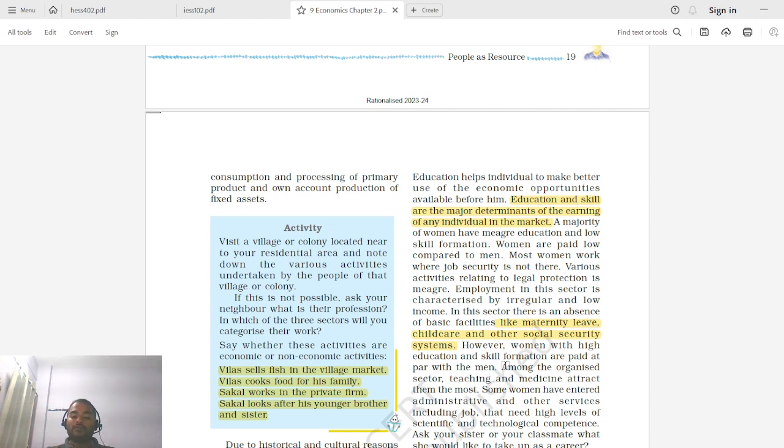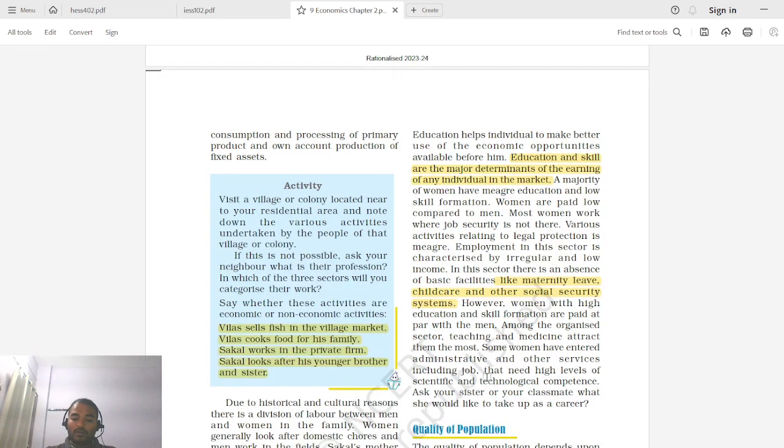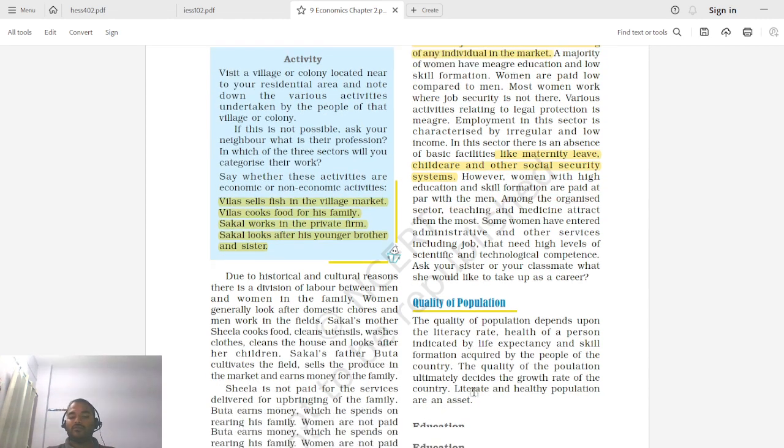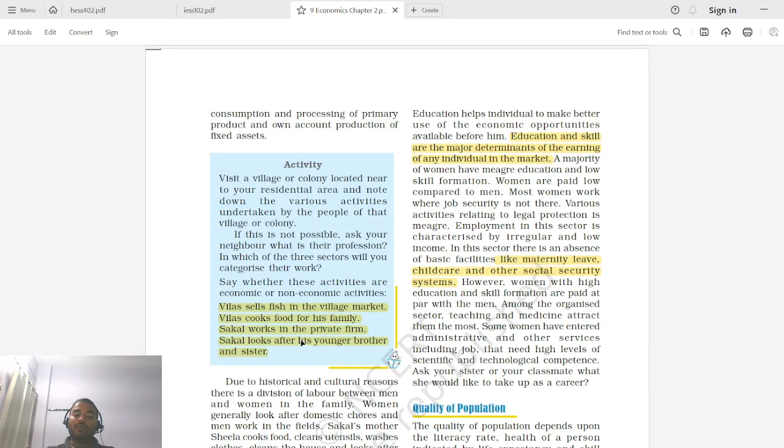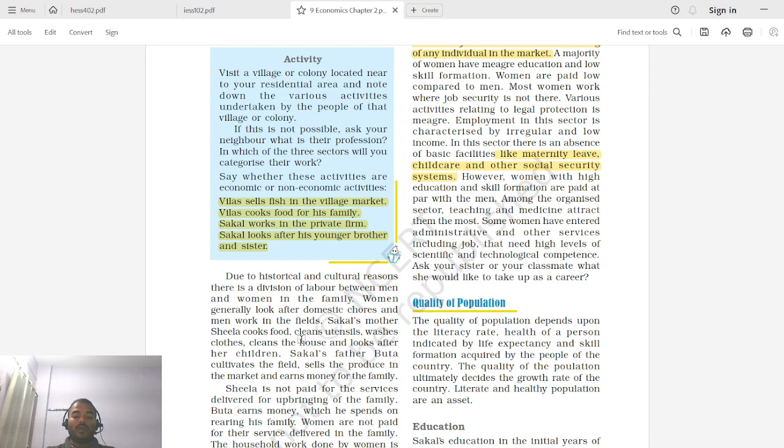Some of these great women have entered sectors like teaching, medicine, and others. Some women have entered administrative and other services, including jobs that need a high level of scientific and technological competence. So on the scientific and technological fronts also, woman is no more behind. So ask your sister or your classmate what she would like to take up as a career. You can always go home and ask your sisters what they would choose as their career in the future. Okay. So this was about men and women and their contribution to economic activities.